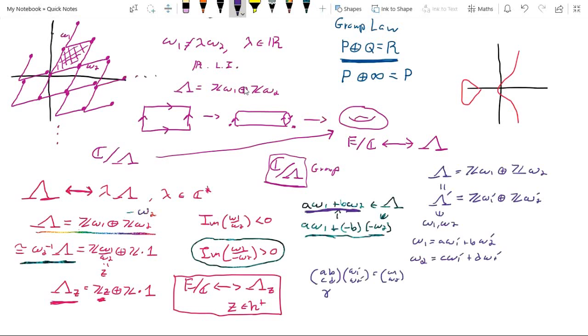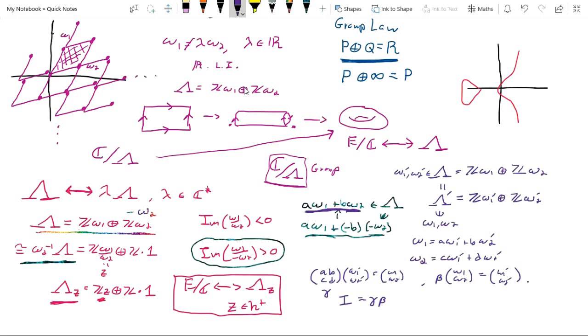Now, using this exact same argument, but now considering that omega 1 prime and omega 2 prime must belong to the lattice lambda, that means that there exists some integer matrix beta such that when I multiply it by omega 1 and omega 2 as a column vector, I should get omega 1 prime and omega 2 prime. But this means that gamma and beta are inverse matrices to each other. So gamma multiplied by beta is equal to the identity matrix.